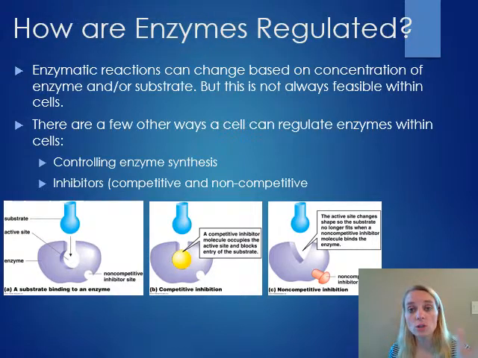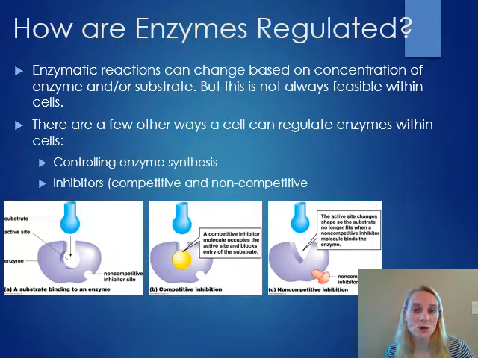So instead of just producing a ton of enzyme, we can dial back how much growth hormone we produce, or increase the amount of hormone that we produce, at the genetic level, at the DNA level. We can turn on that gene and we can turn off that gene, and that's going to affect how much enzyme we actually have.